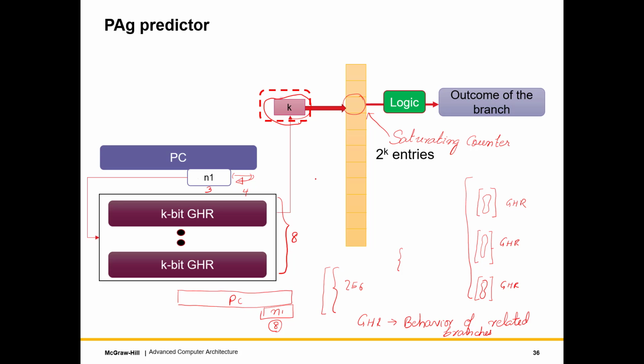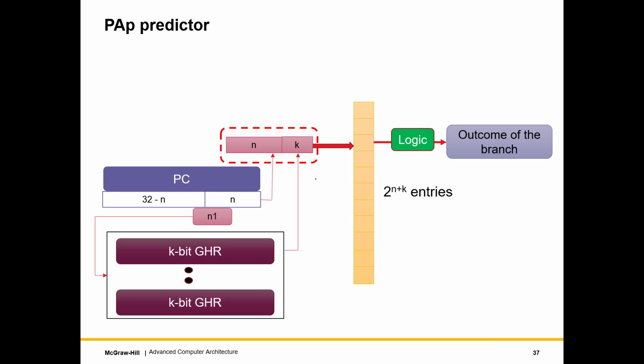So as we see, this is not all that beneficial. The reason is that we are only capturing global history, albeit global history of a given range, but we are not using the PC bits directly. So the PAP predictor combines everything that we have seen up till now. It uses n PC bits directly. In addition, it has 2 raised to the power n1 GHRs, where we capture the behavior of other branches in the region, and we also take into account the last n bits of the PC.